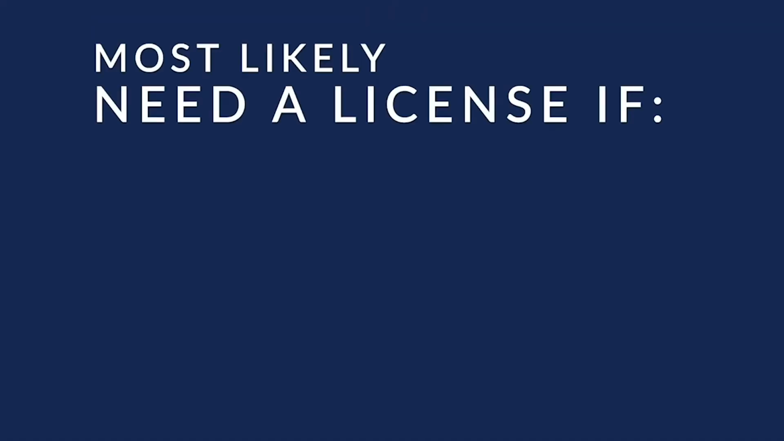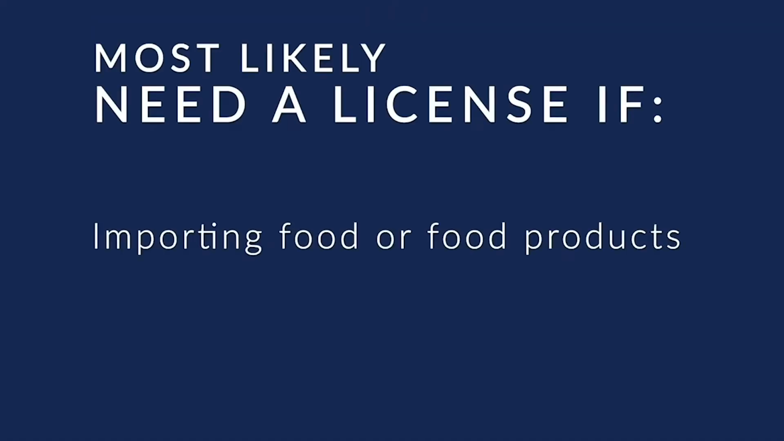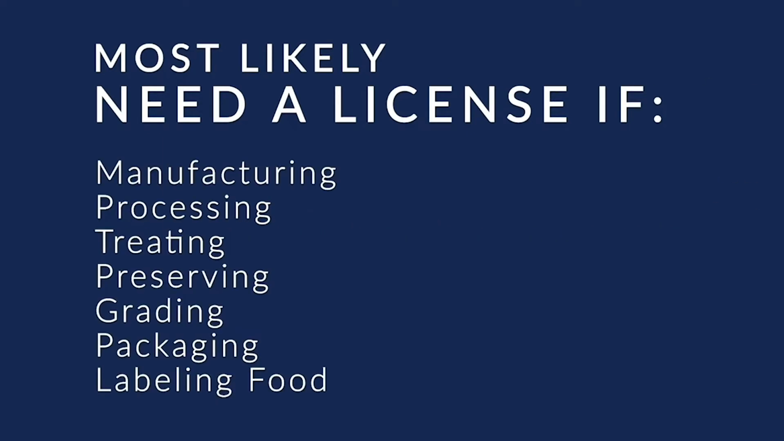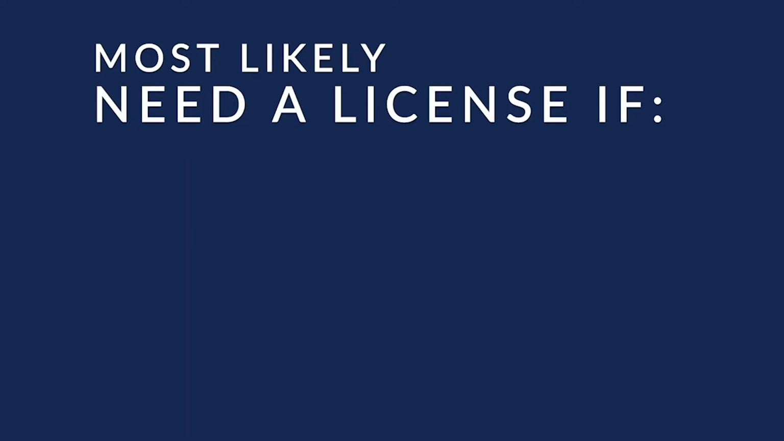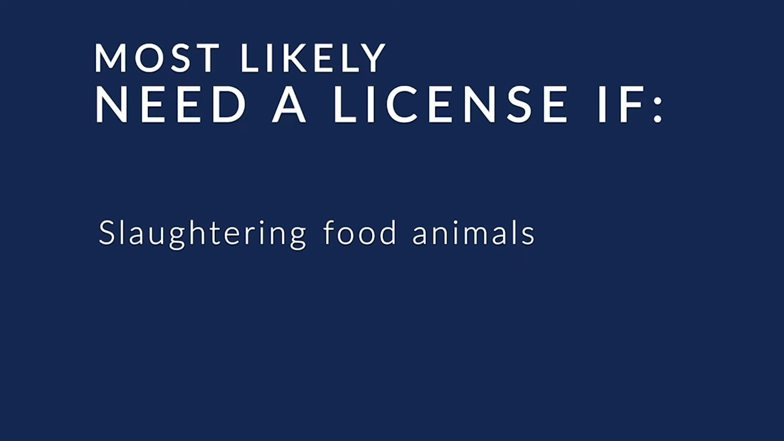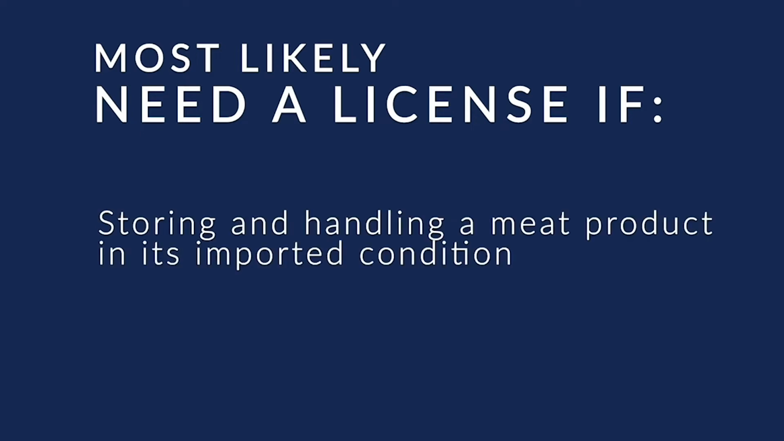Most likely, you would need a license if you are importing food or food products, manufacturing, processing, treating, preserving, grading, packaging or labeling food for export or to be sent across provincial or territorial borders, exporting food, slaughtering food animals from which meat products are derived for export or to be sent across provincial or territorial borders, or storing and handling a meat product in its imported condition for inspection by the CFIA. You would need to sign up for MyCFIA to apply for licensing.